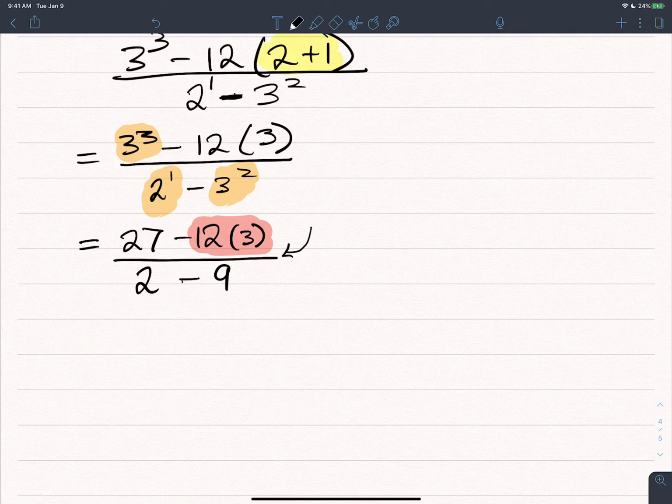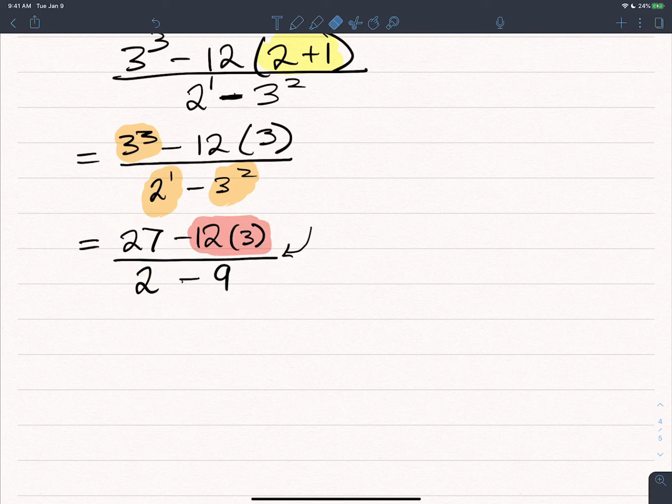But would it make sense for us to divide, or to do the 2 minus 9 and then 27 minus 12 times 3 first? Because doesn't it kind of look like all of this goes together and all of that goes together? It's kind of implied, even though there are no big parentheses or anything, right? It just looks like that. So this is what we mean by implied groupings.